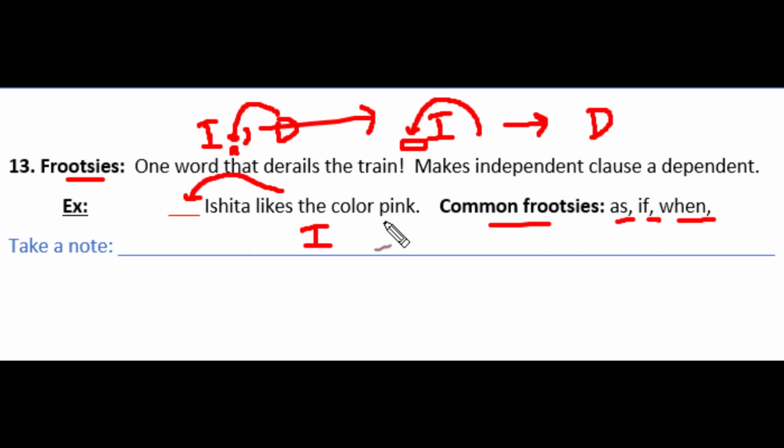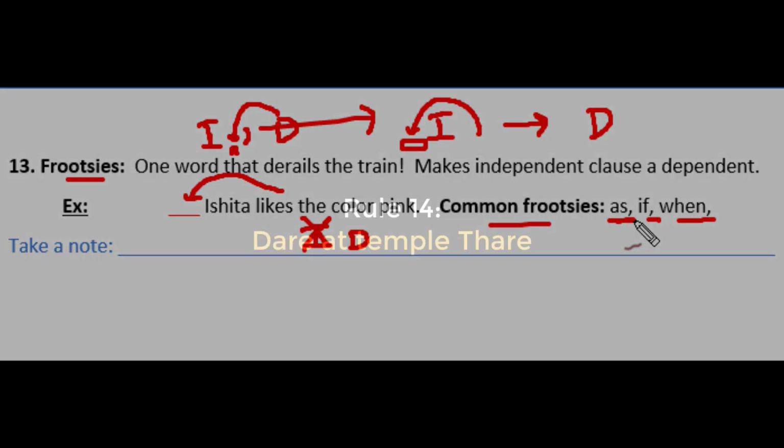If Ishita likes the color pink, when Ishita likes the color pink, you see how now this changes, it gets derailed and changes into a dependent clause. So kids, be aware, if you're labeling your sentences in English grammar independent and dependent, be aware, fruitsies could throw you off the train tracks. Whoa!